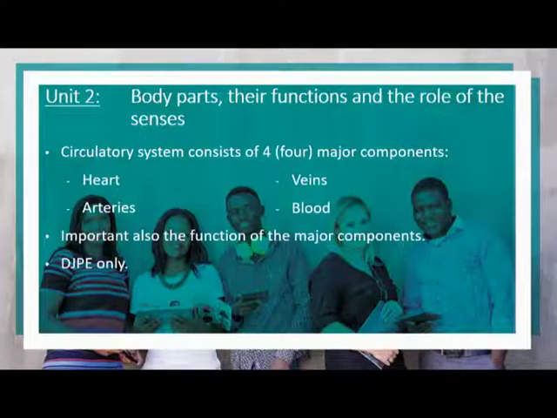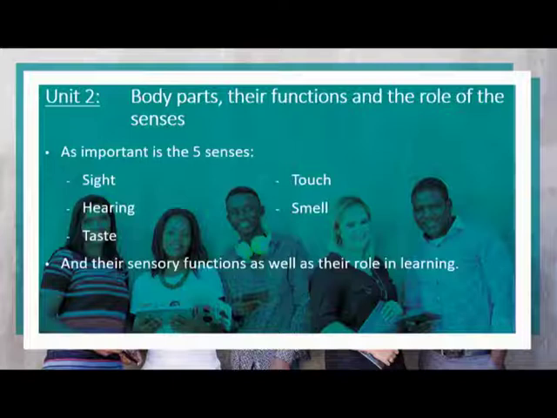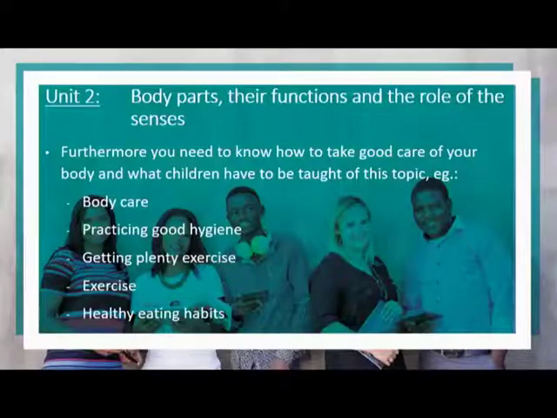The circulatory system consists of 4 major components: heart, veins, arteries, blood. Important also is the function of the major components. This is for the DJPE students only. As important are the 5 senses: sight, touch, hearing, smell, taste, and their sensory functions as well as their role in learning. Furthermore, you need to know how to take good care of your body and what children have to be taught on this topic.